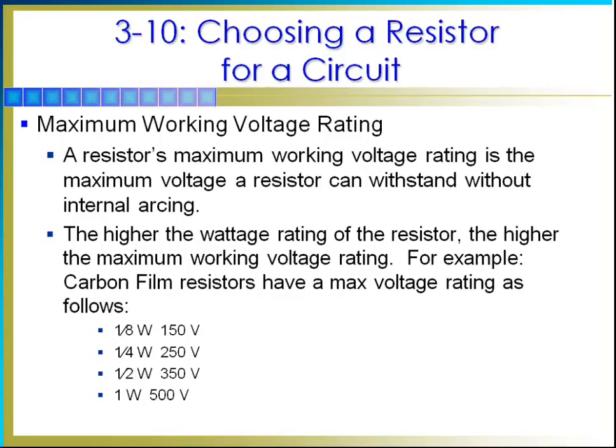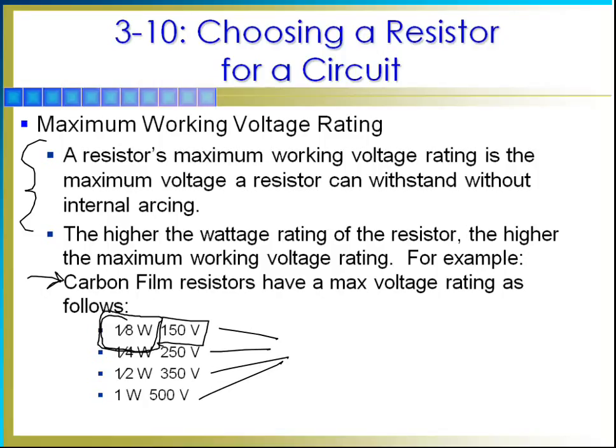So you have to be able to work within the maximum working voltage rating. So for carbon film resistors, each size has a maximum working voltage. So if I come up with a value for a resistor that says it's only going to use 1/8 watt, but I'm working at 150 volts, that's not going to be the one I want to choose. I will want to go up to the next size and give myself some buffer room for the working voltage.